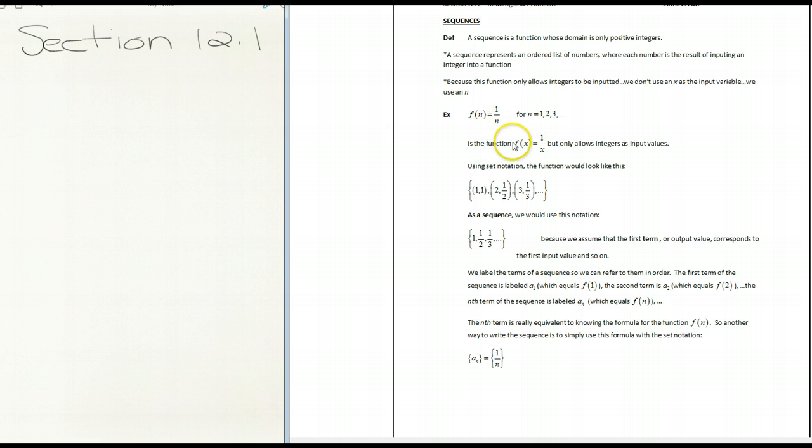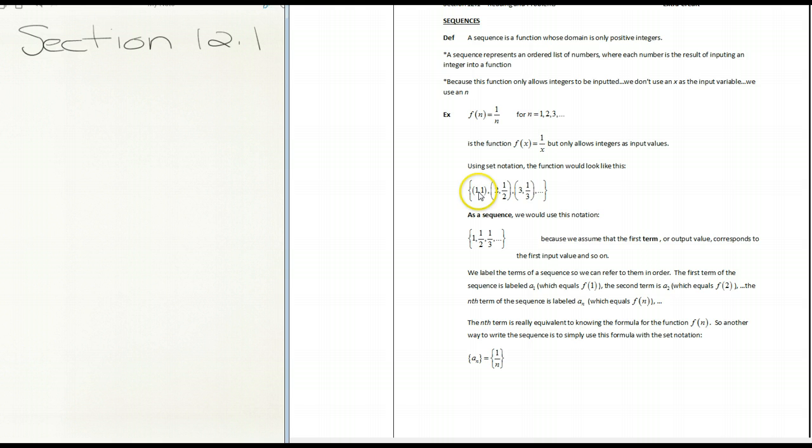So this is really the function f of x equals 1 over x, but again, we're only allowing positive integer values to be input: 1, 2, 3, and so on. So instead of f of x, we're using f of n to remind ourselves of that. Using some set notation, we could show that the function would look like this. When you plug in 1, it gives me 1 because 1 over 1 is 1. When I plug in 2, it gives me 1/2. When I plug in 3, it gives me 1/3.